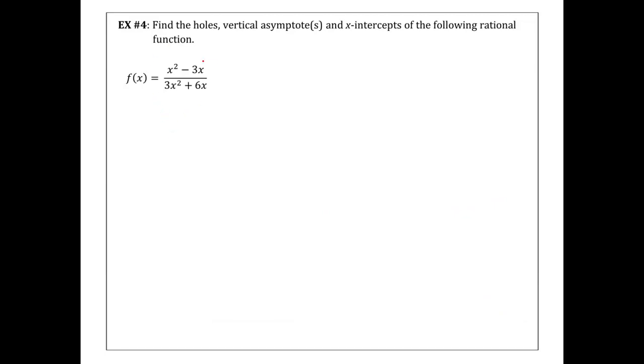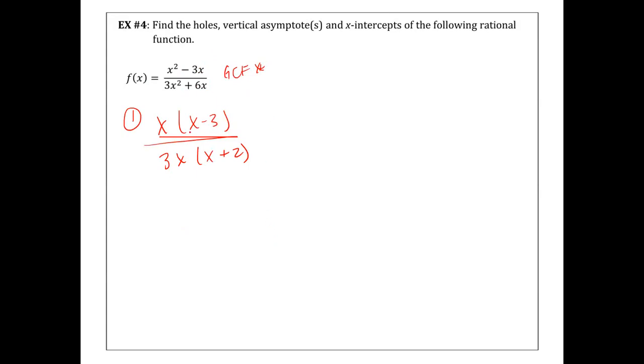All right. So for this function, I'm going to follow the steps. I'm going to fully factor. So when I fully factor the numerator, I'm going to factor out the GCF, is always what I should think. So I factor out x, and I'm left with x minus 3. And the denominator, I'm going to check again. The GCF here is 3x. I factor out 3x, and I'm left with x plus 2.